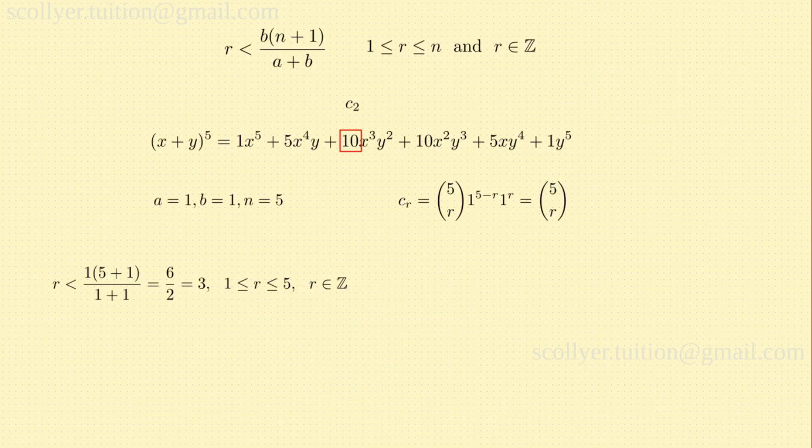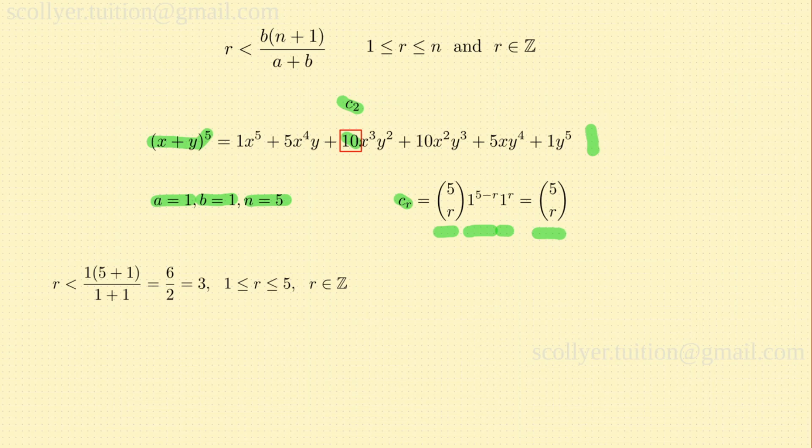We'll first look at the expansion of (x + y)^5, which is shown here. We can see that the largest coefficient is 10, which is c_2. In this case, a equals 1, b equals 1, n equals 5. The general coefficient c_r is 5 choose r, 1^(5-r), 1^r, which reduces to 5 choose r.